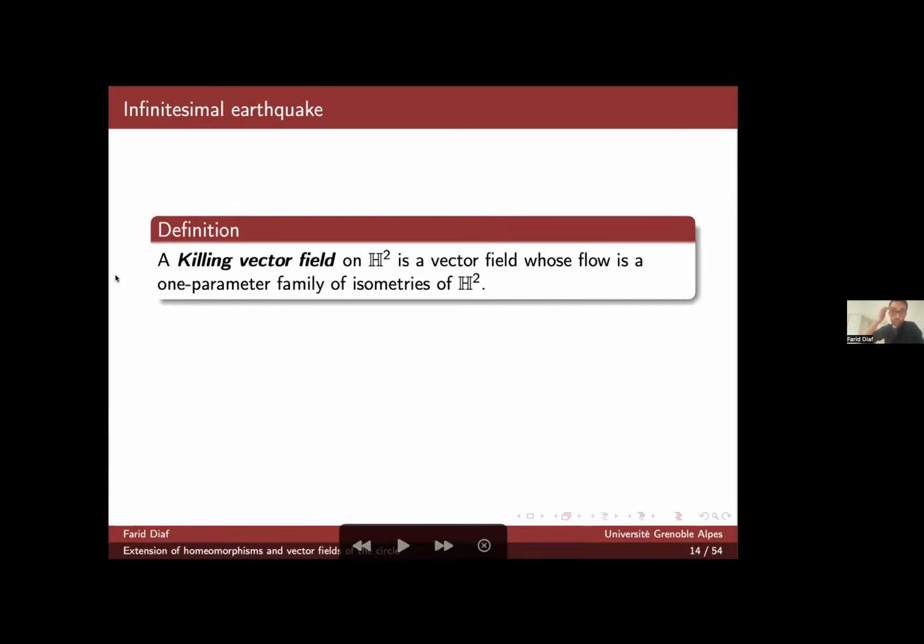Okay. So if there are no more questions, I move to talk about infinitesimal earthquakes. Here we will play the same game, in the sense that these are vector fields which are piecewise Killing vector fields. So let me first explain what a Killing vector field is. A Killing vector field on H2 is a vector field whose flow preserves the hyperbolic metric. Namely, it is a family of isometries of H2. Okay. So this is a basic example: you take exponential tz. This is an isometry of H2. You take the derivative. This is a Killing vector field.